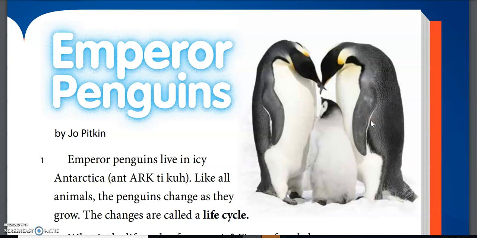Our standard is RI3. Describe the relationship between a series of historical events, scientific ideas or concepts, or steps and technical procedures in a text using language that pertains to time, sequence, and cause and effect. Our I can statement is I can determine the cause and effect relationships within the text Emperor Penguins by Joe Pitkin. As we remember, cause is why something happens and effect is what happens as a result.